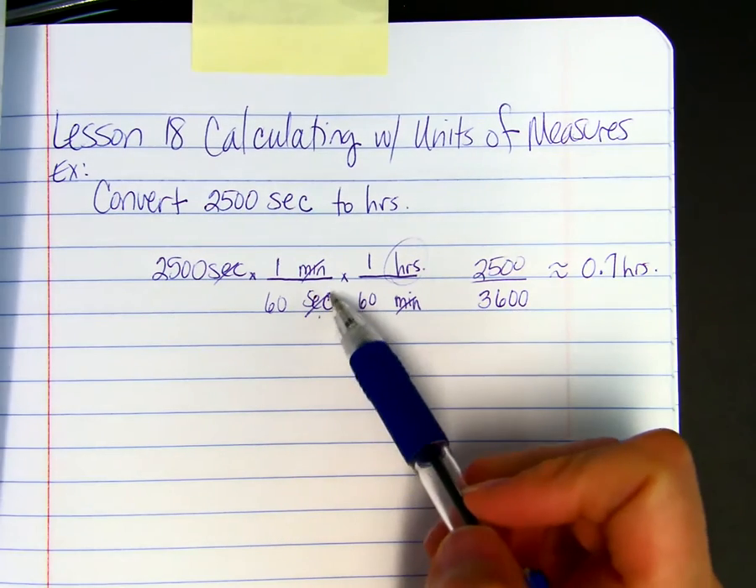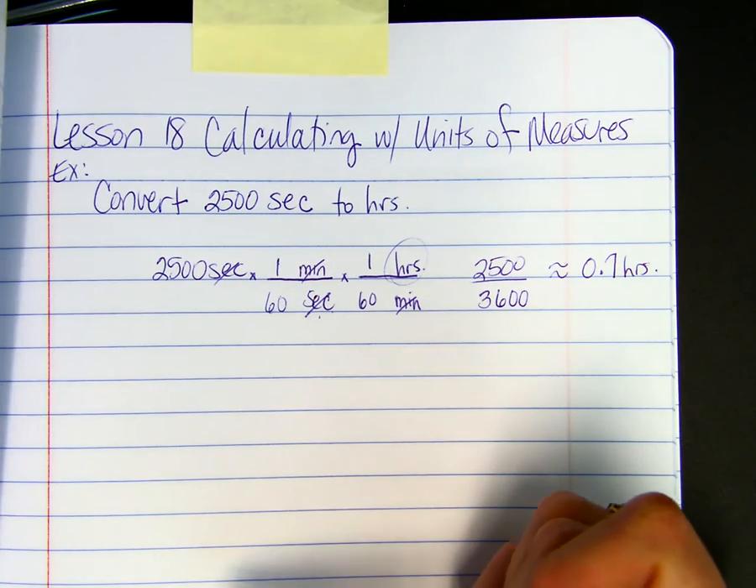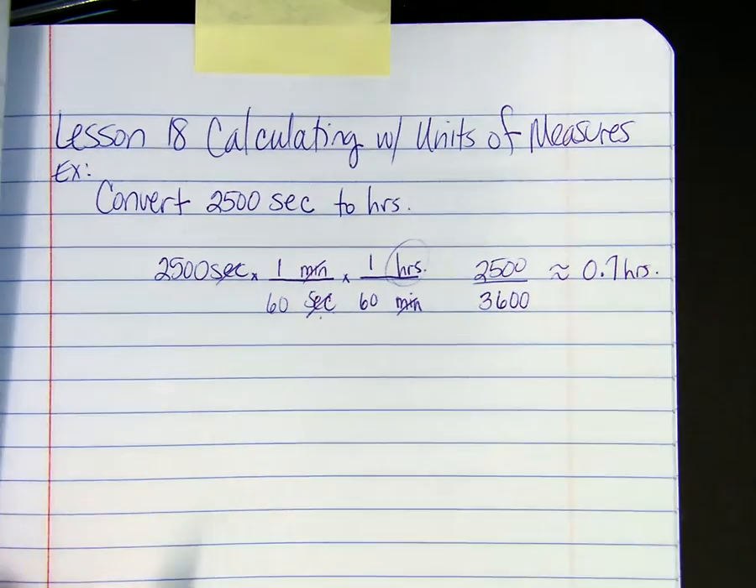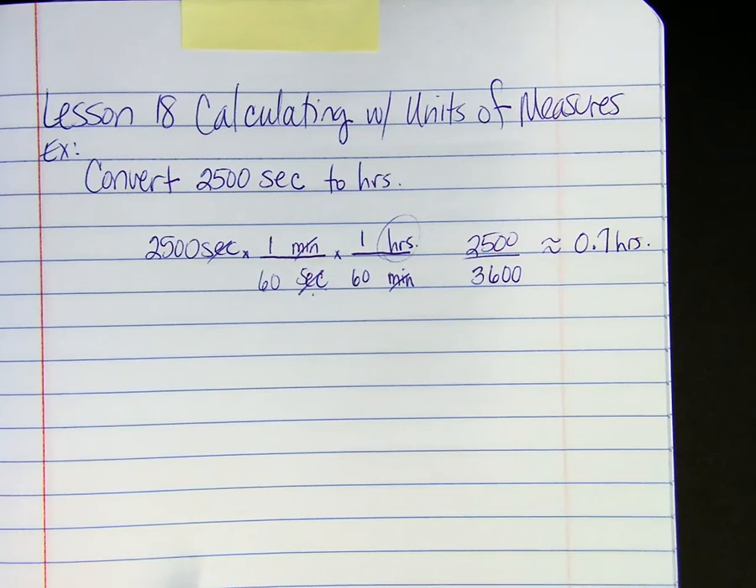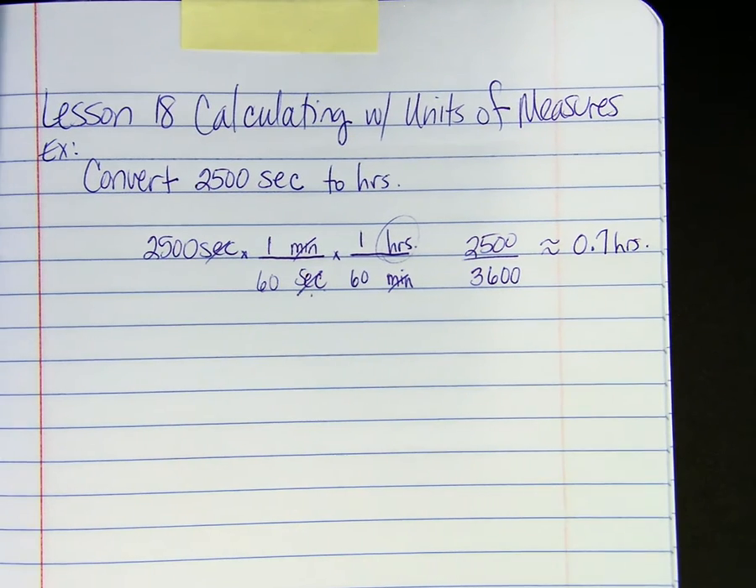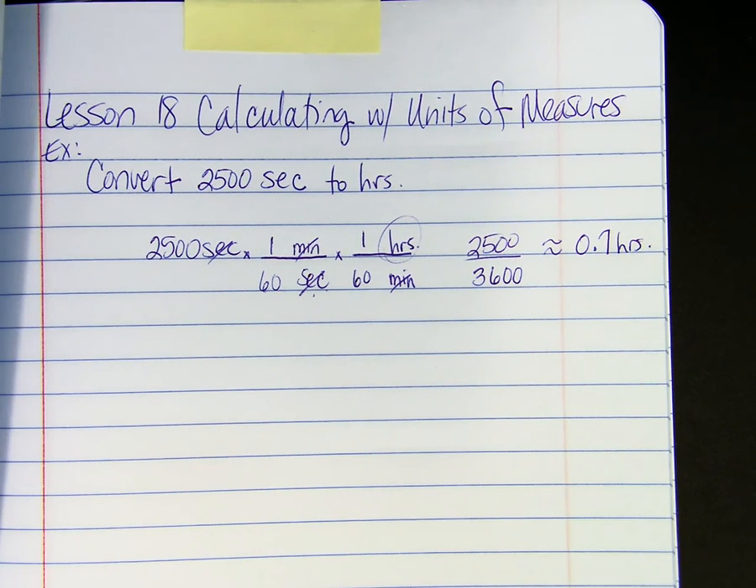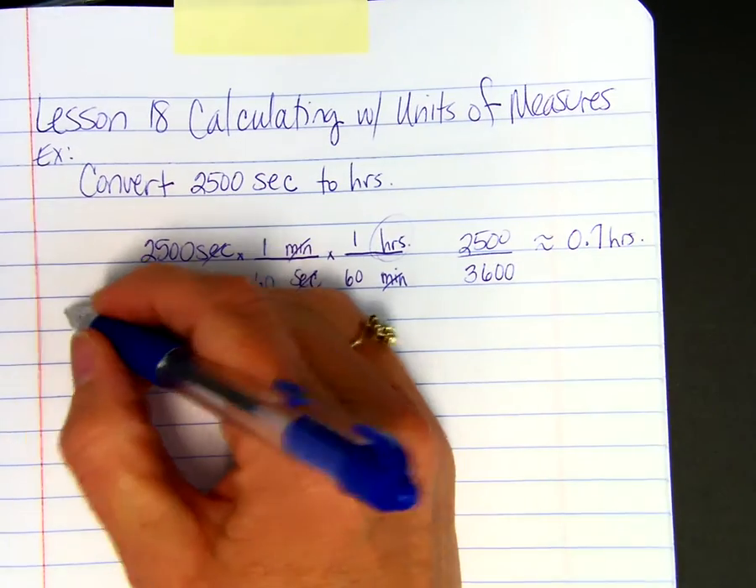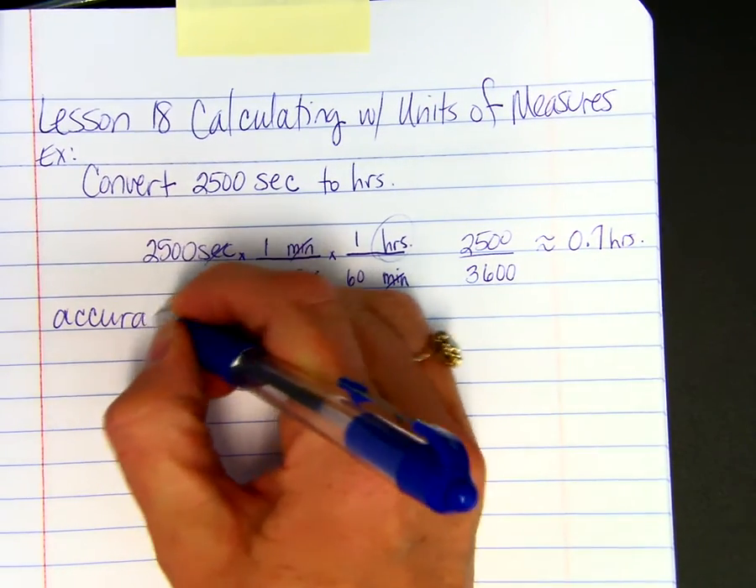Wait, isn't it closer to 1/7? Wait, 25... okay. So we have to make sure that we are accurate, called accuracy.